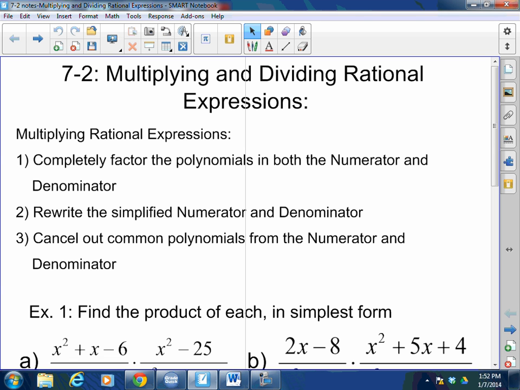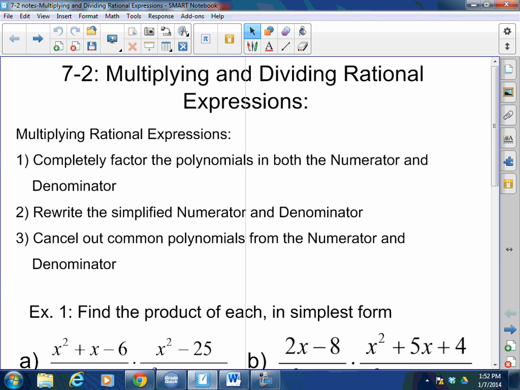First of all, you're going to completely factor the polynomials in both the numerator and the denominator. Huge skill you want to make sure you really have under wraps. You got to make sure that you can factor like a monster. I mean, you just got to be able to factor anything and quickly. That's going to help a lot.